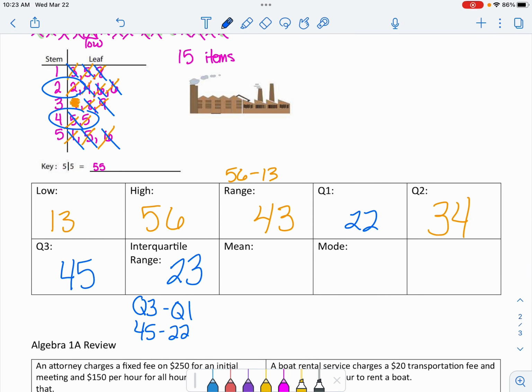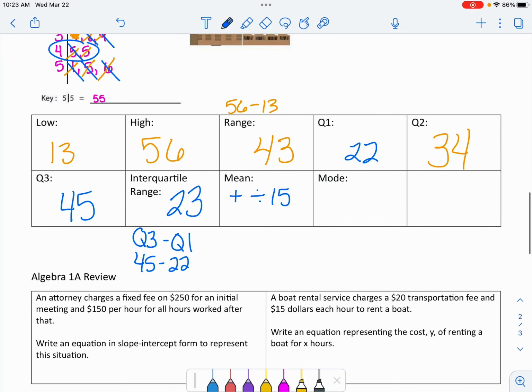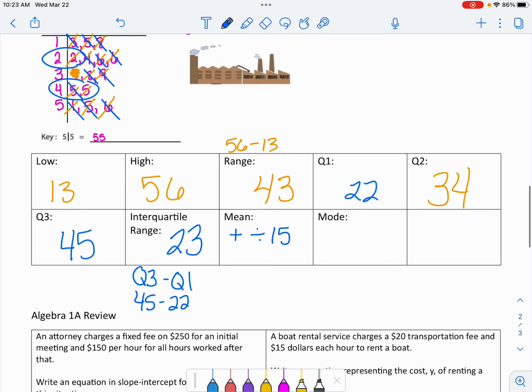It's 1023. So again, just for the mean, you would add them and you would divide by, in this case, what would you divide by? Not 2. The number of how many? And how many do we say that was? You guys remember how many we said? 15. So I'm not going to do that right now, just to save us some time.